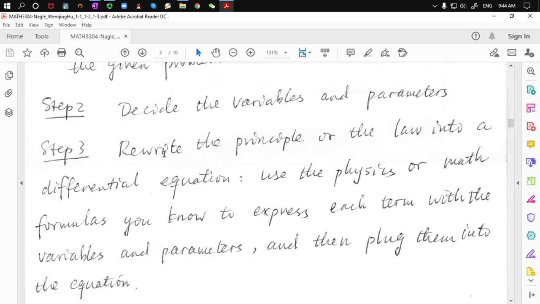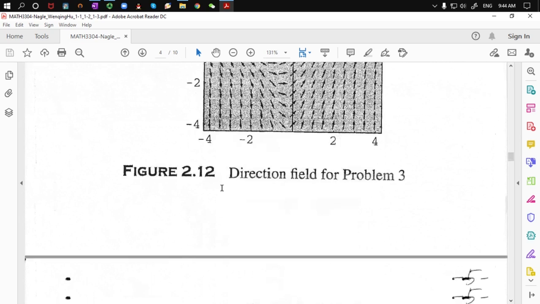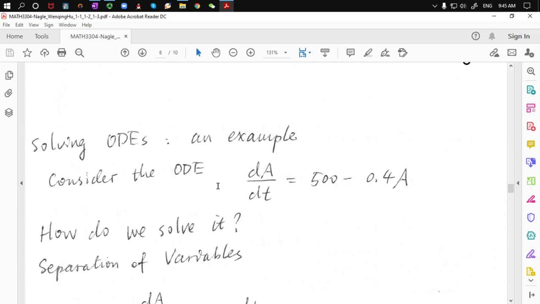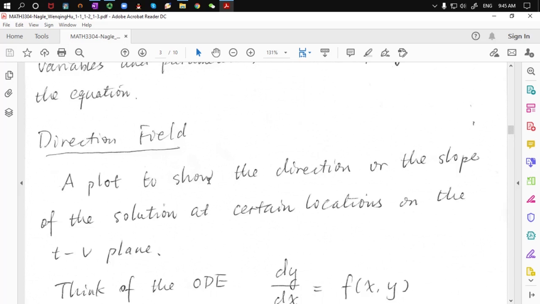The third step of the modeling is to rewrite the principle or the law into a differential equation. That means you're going to use the underlying physics or mathematical formulas you know to express each term with the variables and parameters, and then plug those into the equation, and that will give you a differential equation. That's how we model a differential equation.